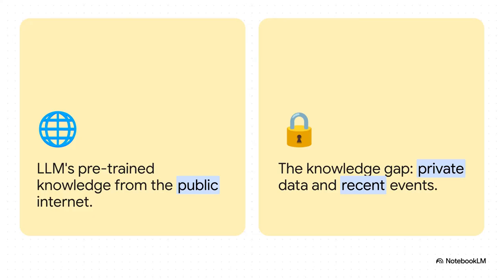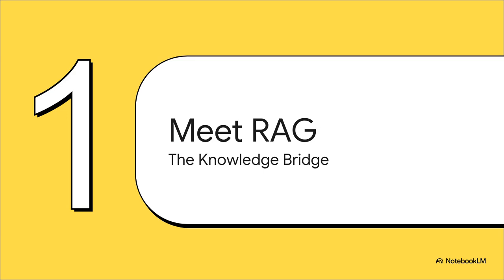And here's the deal. An LLM's knowledge, even though it's absolutely massive, is basically frozen in time. It's trained on this huge snapshot of the public internet. But that leaves a pretty big knowledge gap. The model has no clue what's in your private files, your company's internal wiki, or what happened in the world like 5 minutes ago. And that is where RAG comes into play. It's designed to solve that exact problem.